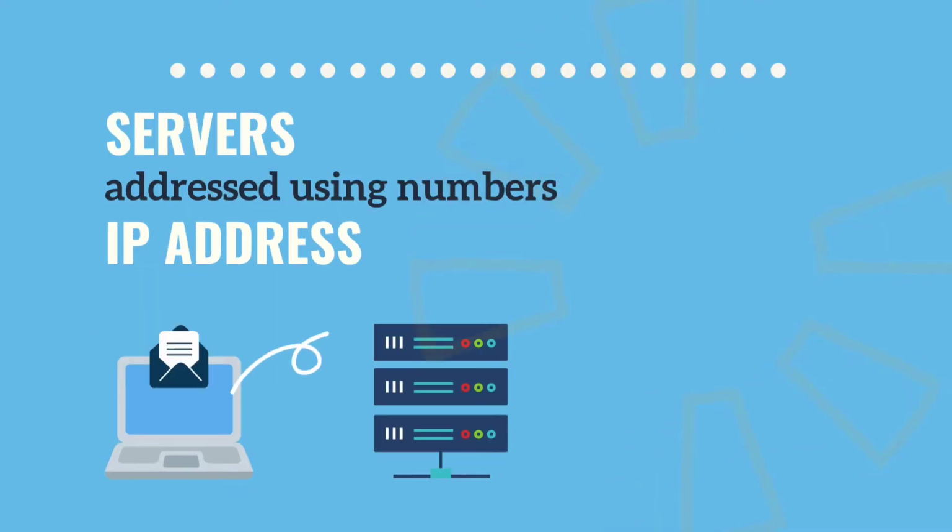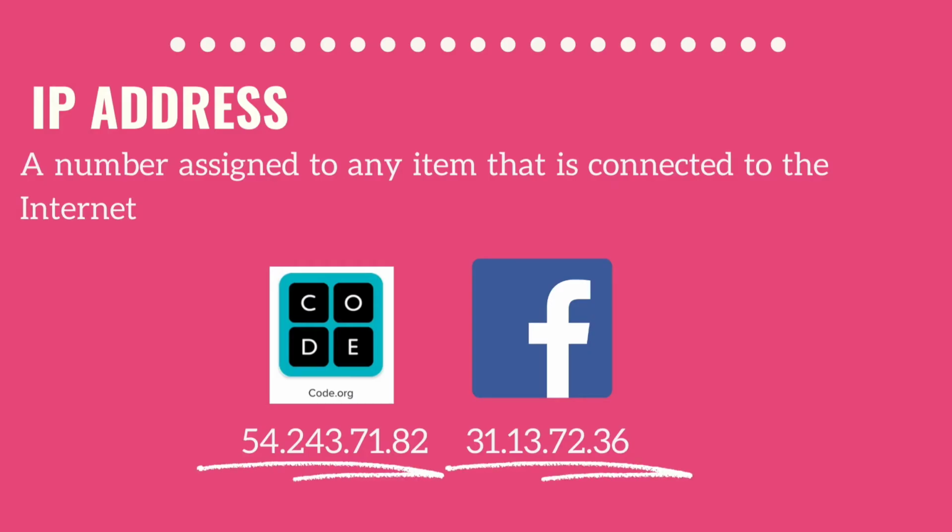Servers don't have names like you and I do. They're actually addressed using numbers, and these numbers are called IP addresses, and they look a little strange. An IP address is a number assigned to any item that is connected to the internet. For example, one of Code.org's IP addresses used to be 54.243.71.82.